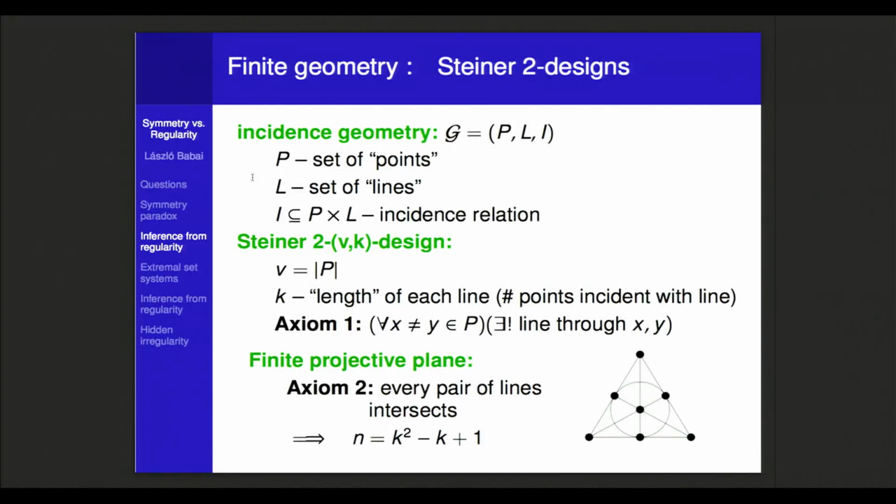Now, if we also have the second axiom that every pair of lines intersects, then essentially, apart from trivial examples, this is what is called a finite projective plane. And here is an example, the smallest example of a finite projective plane. It has 7 points, 7 lines. Each line has 3 points. So it satisfies this equation n equals k squared minus k plus 1.